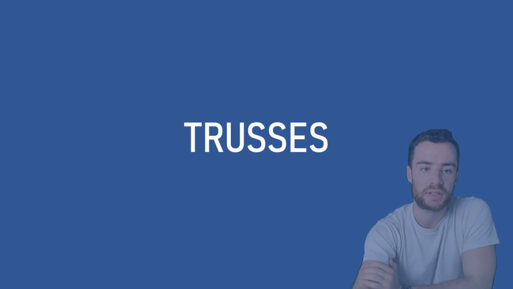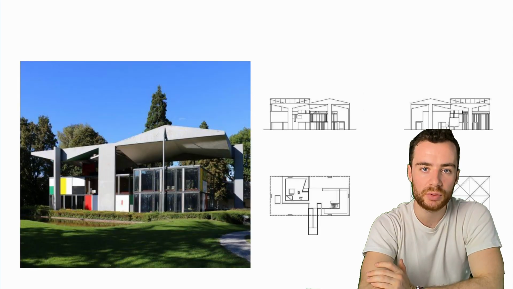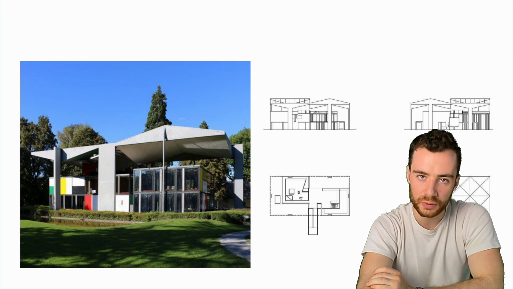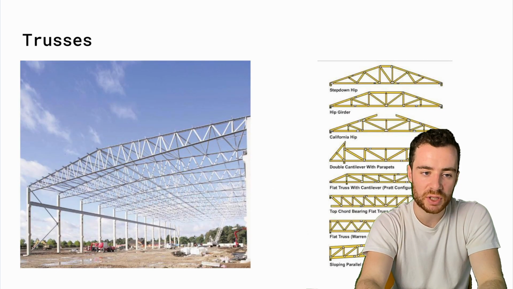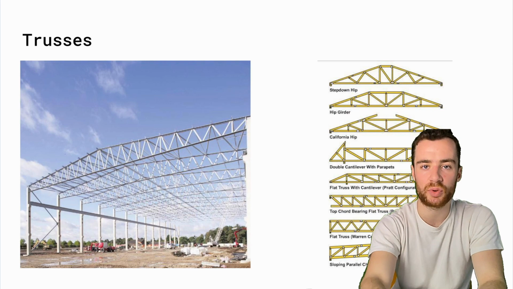Our next category are trusses. A truss is made up of a web of triangles joined together to enable the even distribution of weight and the handling of changing tension and compression without any bending or shearing, so that the overall assembly behaves essentially as a single object. An example, for instance, of a truss using Corbusier's design would be the Maison Dom-ino, maybe less noticeable, but within the roof there's a truss system, and typically you would want to use truss to achieve long spans, minimize the weight of a structure, reduce deflections and support heavy loads.